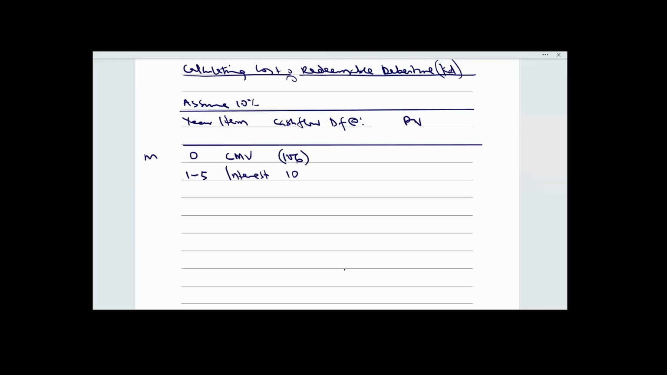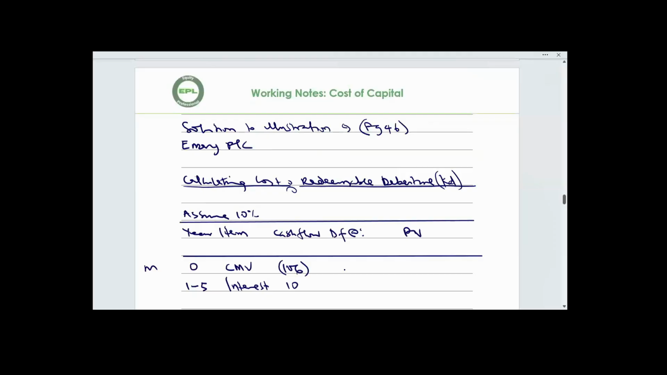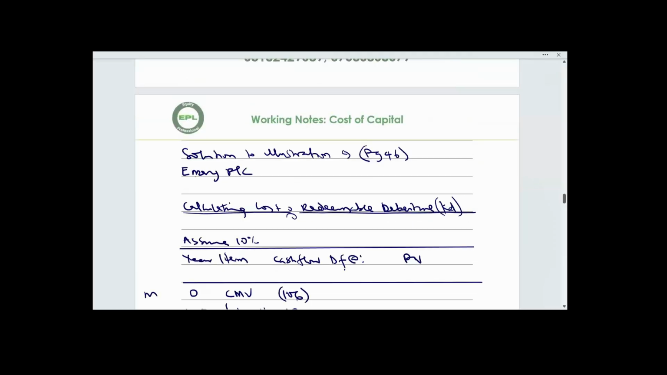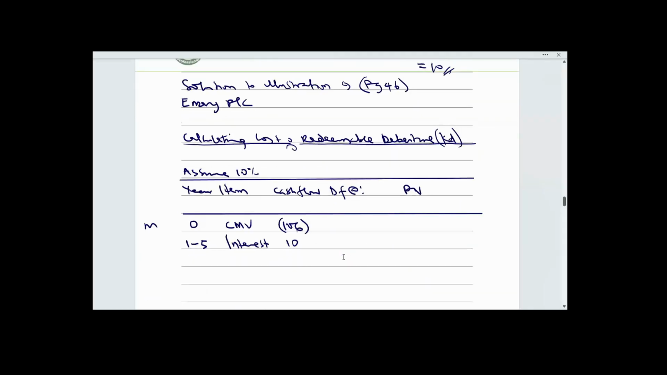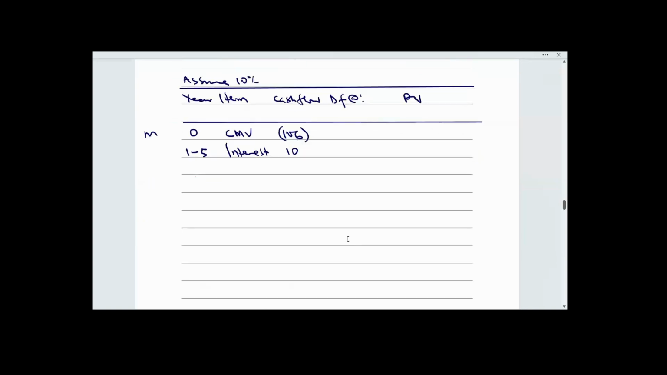Because 10%, I already told you that debt is always quoted at 100 naira per unit. When you say 10% interest, you are supposed to multiply with 100 naira, because debt is always quoted at 100 naira per unit, which will give you the same thing as 10. So just forget the percentage, ignore the percentage, just put 10 there. Then finally, in year 5, this debenture will be redeemed.